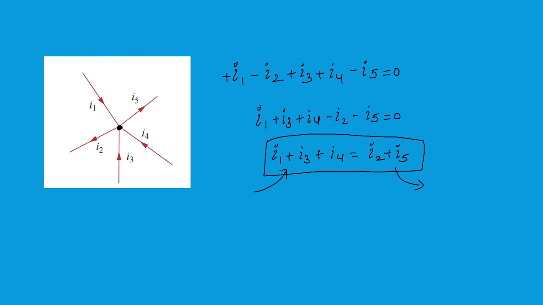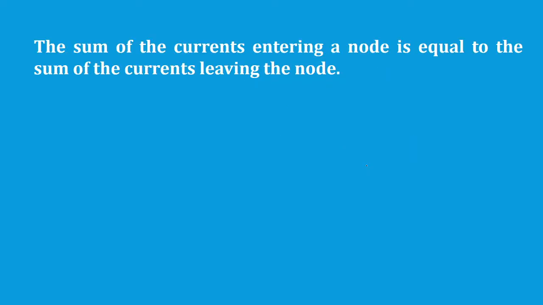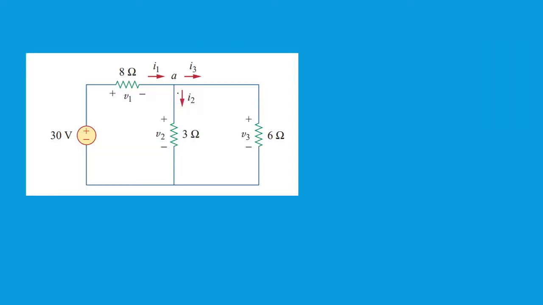So the sum of all the incoming currents must be equal to the sum of all the outgoing currents at a given node. The sum of the current entering the node is equal to the sum of the currents leaving the node. That's what I'm saying. This is a very, very important statement to be remembered. All the incoming currents must be equal to all the leaving currents. Now you can see here.